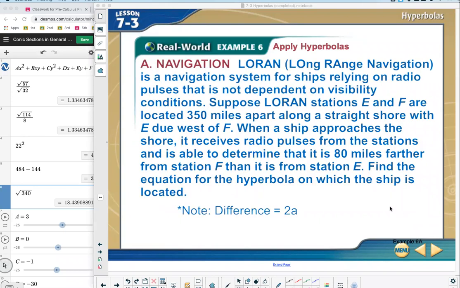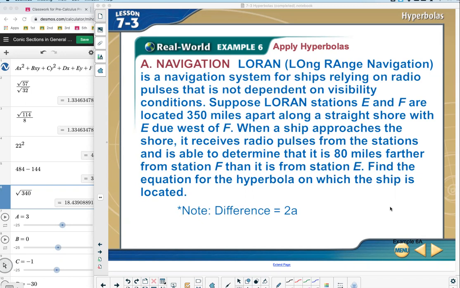All right, now let's take a look at example 6. This is a real-world example of how we use hyperbolas. It says LORAN, which stands for Long Range Navigation, is a navigational system for ships relying on radio pulses that is not dependent on visibility conditions. Suppose LORAN stations E and F are located 350 miles apart along a straight shore with E due west of F. When the ship approaches the shore, it receives radio pulses from the stations and is able to determine that it is 80 miles farther from station F than it is from station E. Find the equation for the hyperbola on which the ship is located.